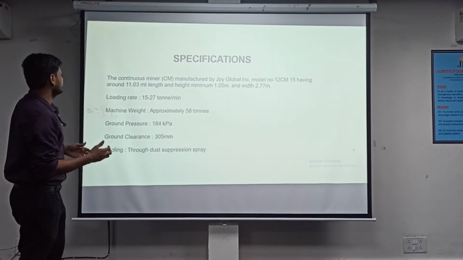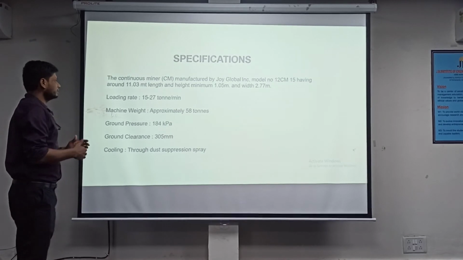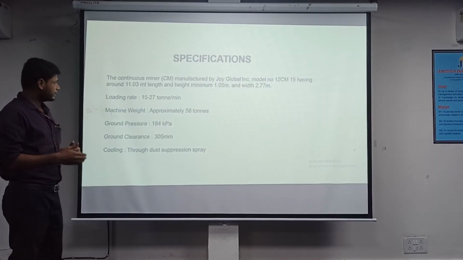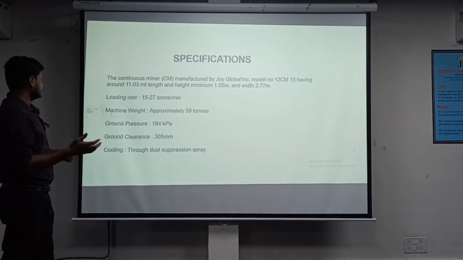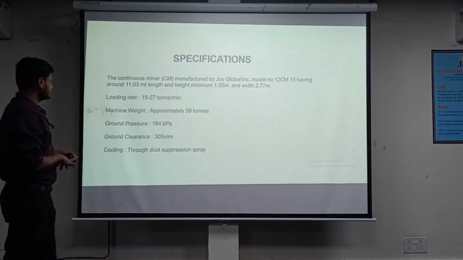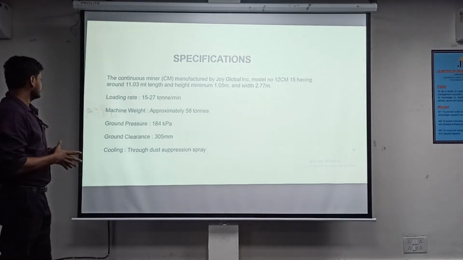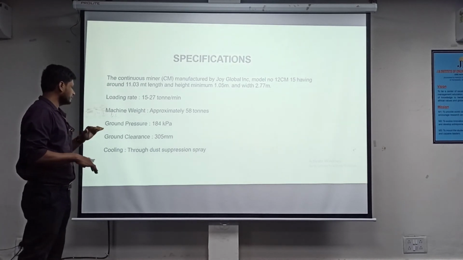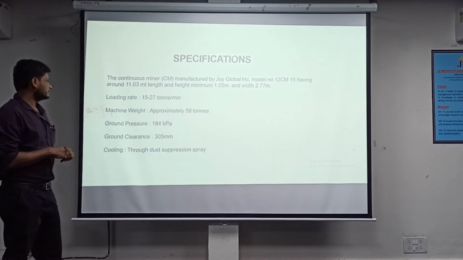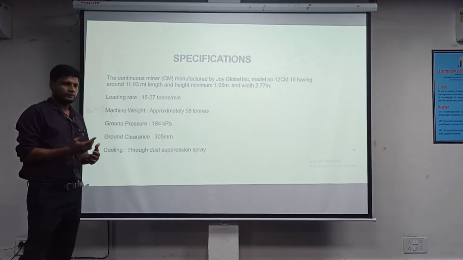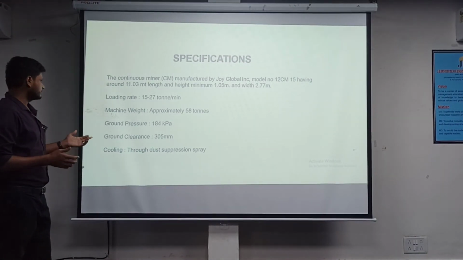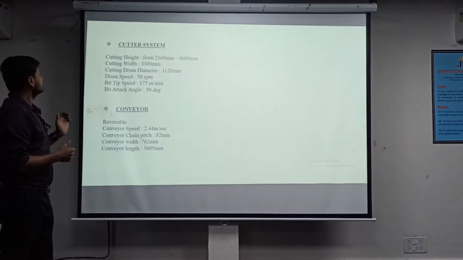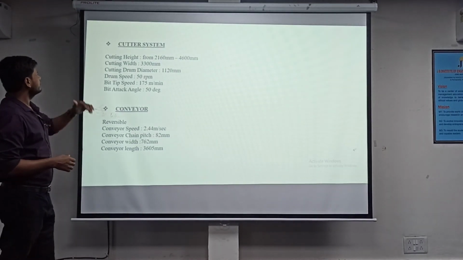Specification means here we will see the loading capacity, like loading 15 to 27 tons per minute. The machine weight, as I told you, and ground pressure, it pushes on the ground at a pressure of 184 kilopascal. Ground clearance is 305 millimeter, and cooling is through the expression phase.